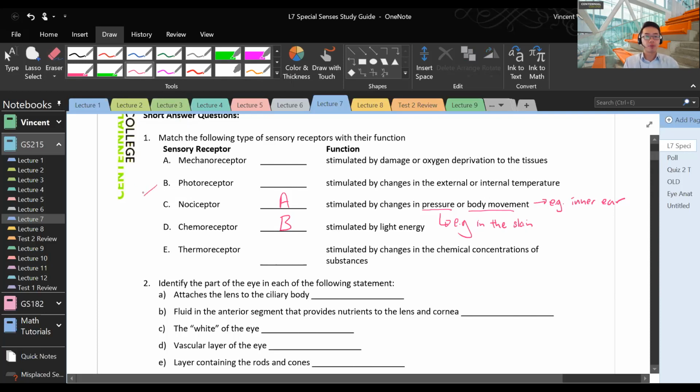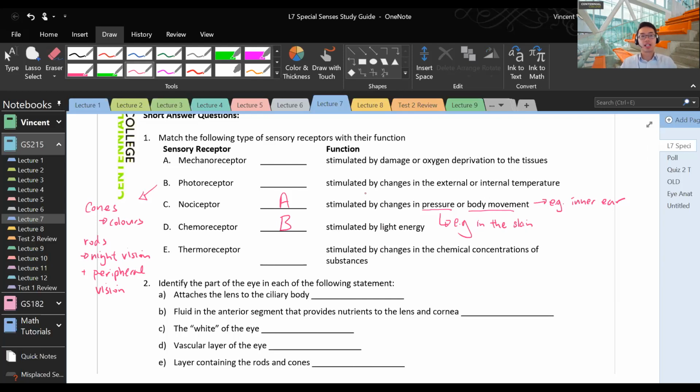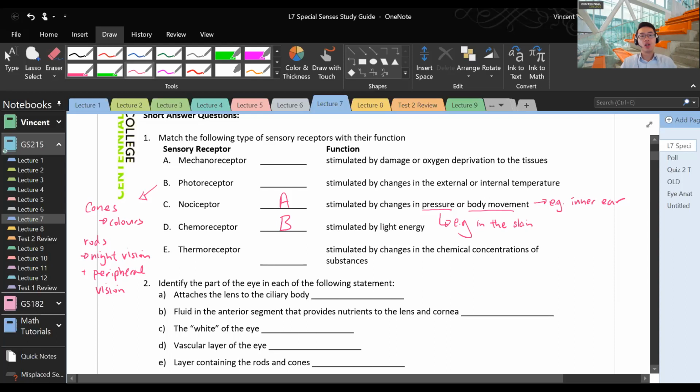Let me just write that down for you. We'll probably write it down again later, but two types of photoreceptors: cones, which are for colors, and then we have the rods, which are for night vision. Night vision plus peripheral vision. Peripheral vision is like your side vision, right? If you see something moving at the corner of your eye, that is peripheral vision, and that is relayed by rod cells.